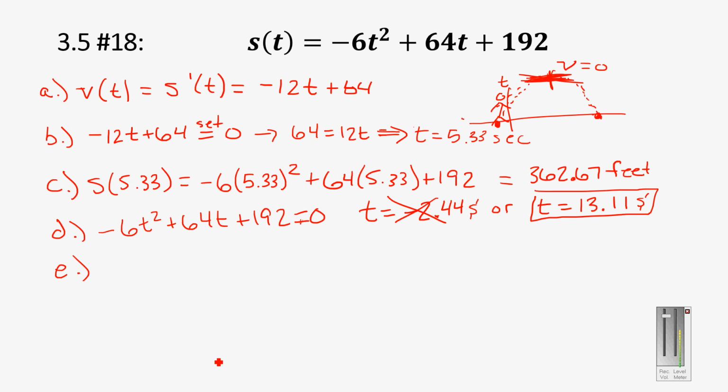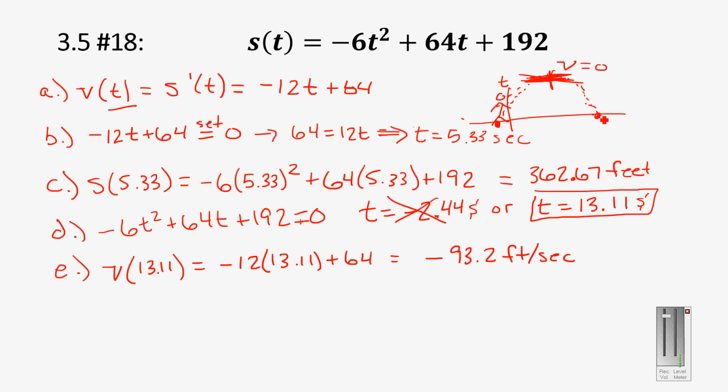And then finally, part E. With what velocity does the stone strike the ground? Well, that's actually pretty easy too. Really, all we have to do is go back to our velocity function and look at it for the time at which it strikes the ground. So v of 13.11 equals negative 12 times 13.11 plus 64. And in this case, I've got it worked out over here. E is equal to negative 93.2 feet per second. And again, it is negative because we're going in the downward direction. We're heading down. So negative 93.2 feet per second.